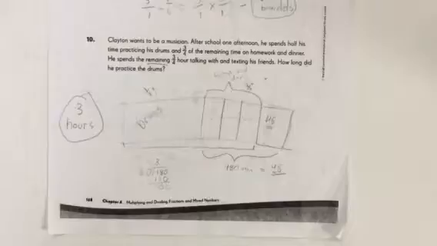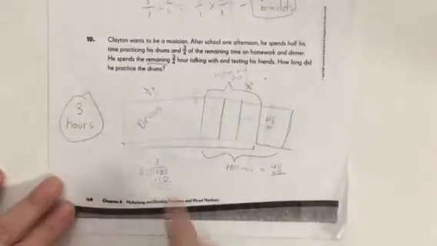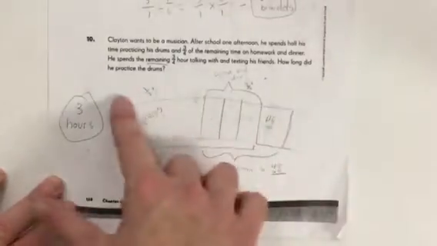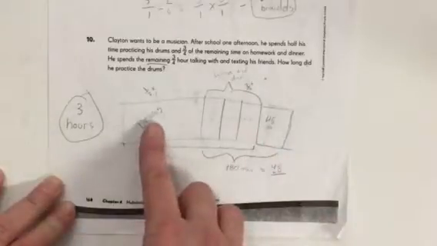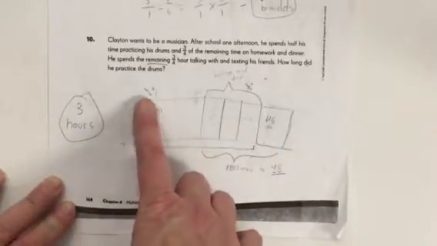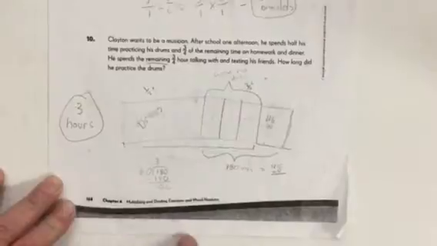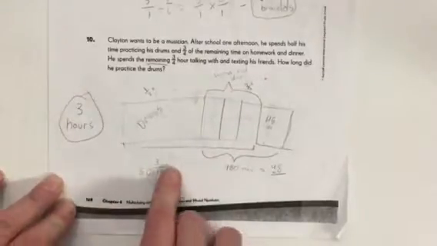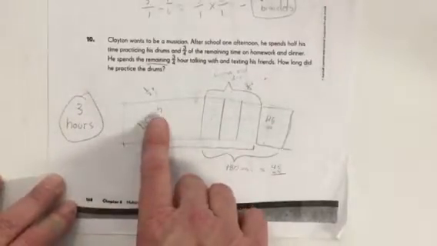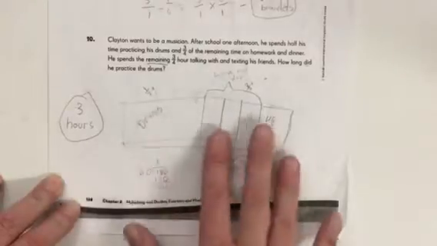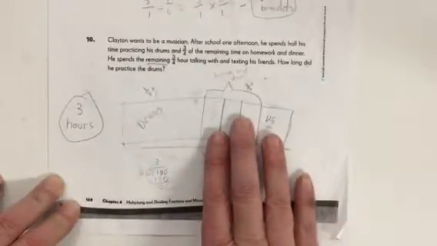So we start off with a simple bar, which is this entire section here, this whole bar, and he's got half of the time practicing drums. And he wrote 1/2 times. He didn't finish that off. He's just working through the problem. So half of it is drums, and then 3/4 of the remaining time. So this whole section right here is actually your remaining time.